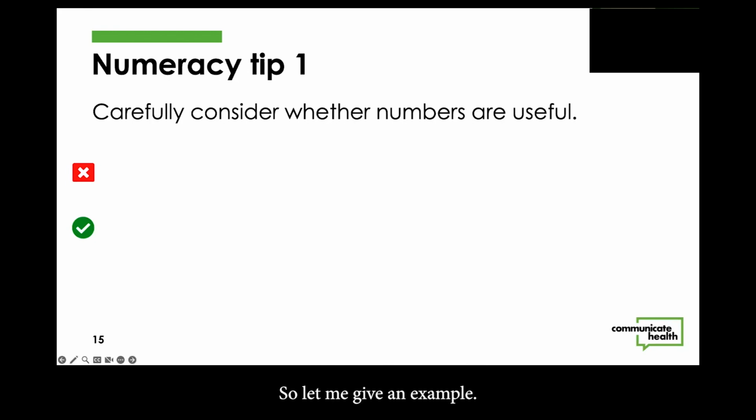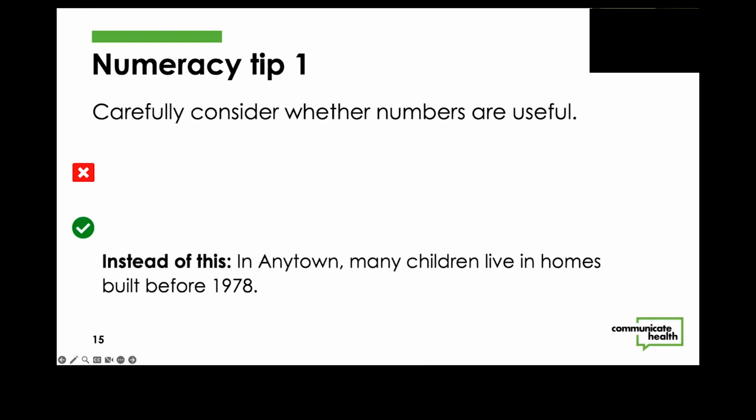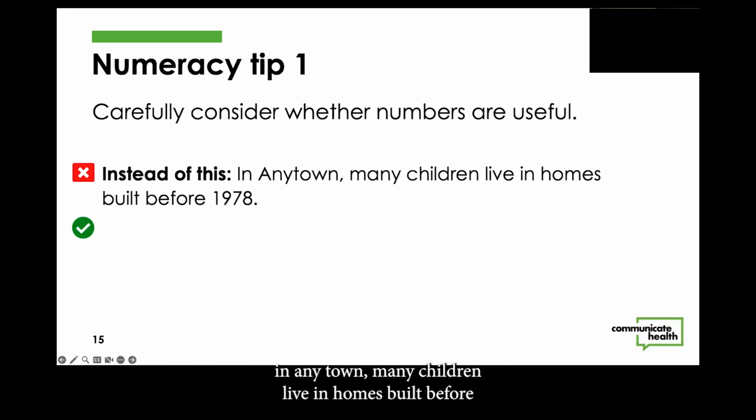So let me give an example. Let's just pretend that I created a fact sheet or something about the dangers of lead paint in older homes. And what I'm trying to do is educate people in my community that lots of kids in the community are actually at risk. So I could say this: in any town, many children live in homes built before 1978. And 1978 was the year that the government banned lead paint for consumer use. So that's the significance there. But okay, so that sentence is okay. So I know that there are many children in my community that live in those homes.